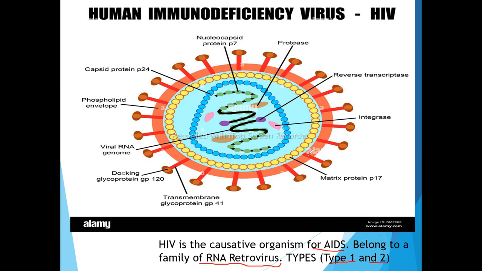So this is the structure of the HIV virus. This HIV virus is enclosed in a lipid bilayer membrane, as you can see. This lipid bilayer membrane is embedded with glycoproteins. We have this glycoprotein here, which is a transmembrane glycoprotein called GP41.